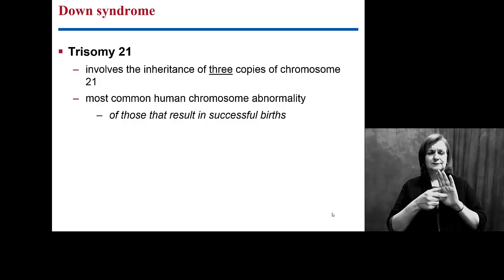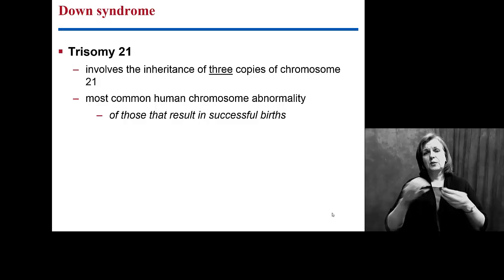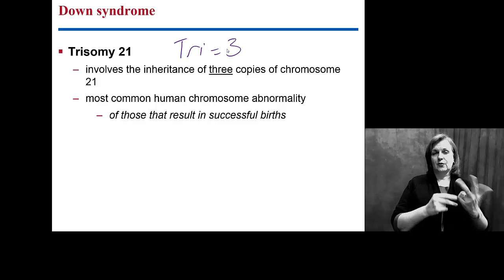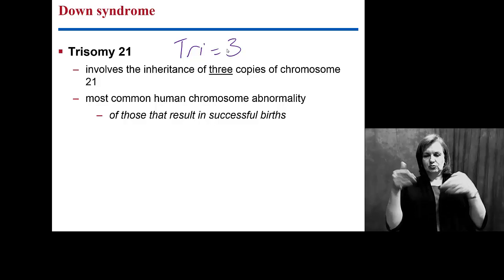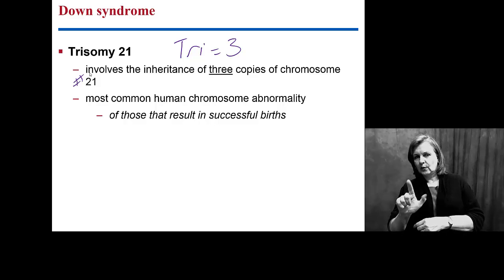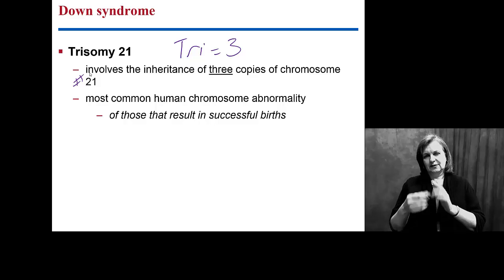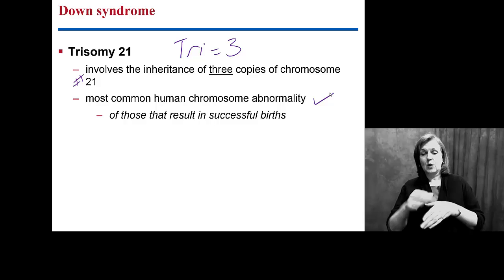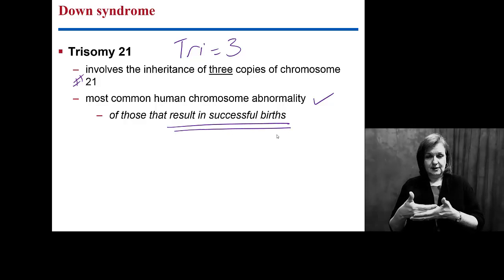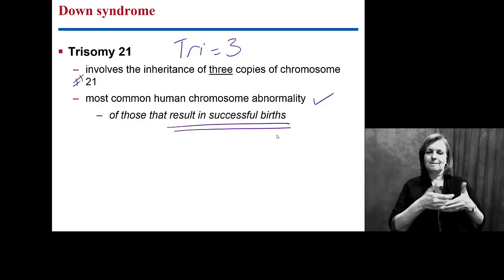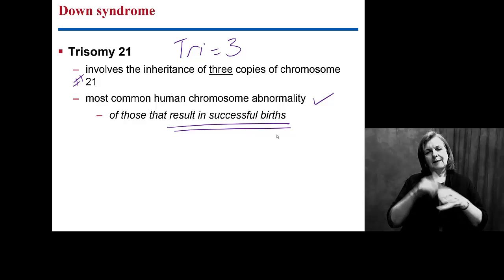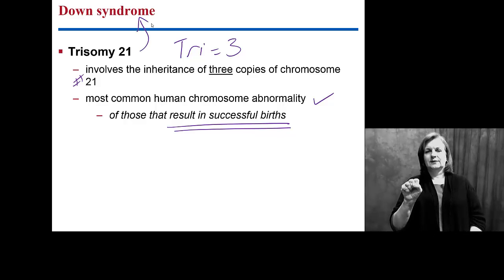We also look for problems with chromosome number associated with these karyotypes. Trisomy 21, tri is 3. So trisomy 21 focuses on chromosome number 21, and it involves having 3 copies of that chromosome inherited. This is actually the most common chromosome abnormality that still results in a successful birth. We see a lot of chromosome abnormalities where the individual is never born. So this actually leads to the common disease name of Down syndrome.